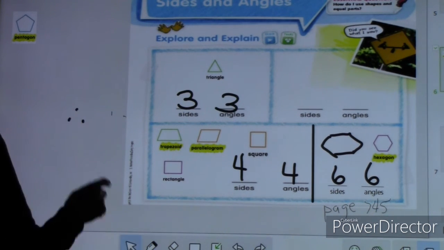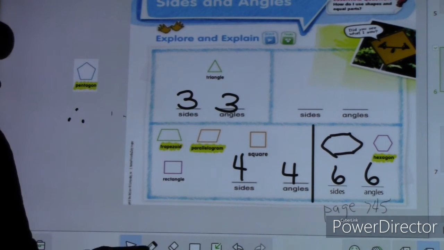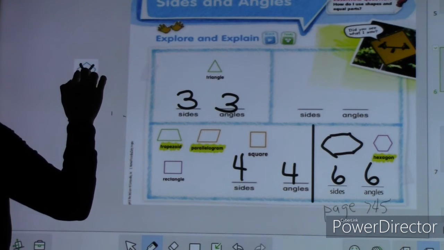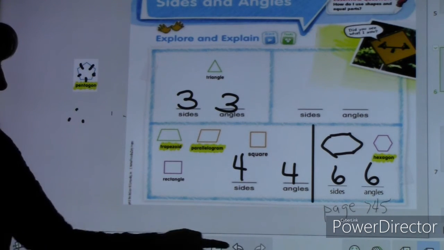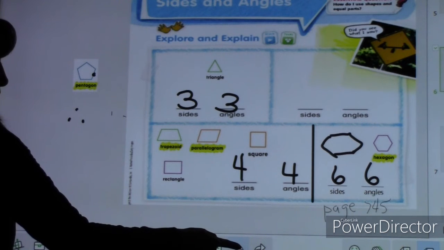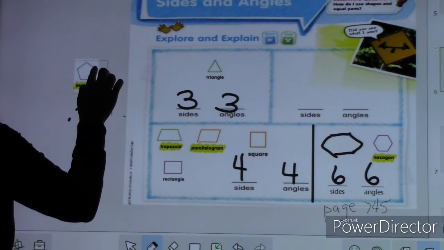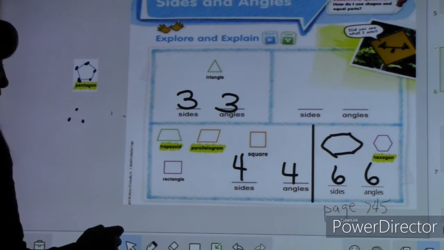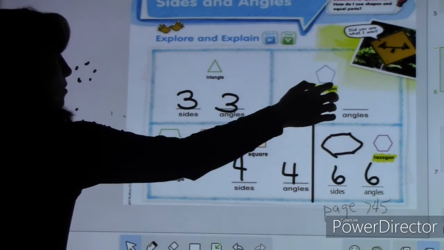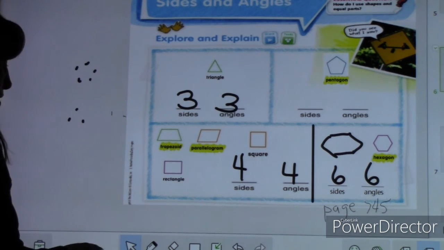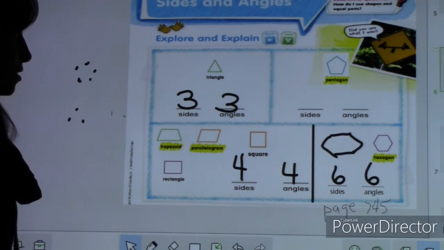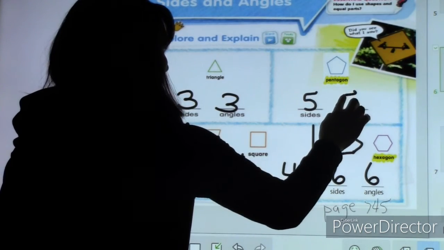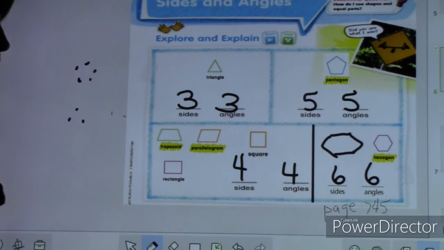Okay, our last shape is a pentagon. We're going to go ahead and count the sides on the pentagon. 1, 2, 3, 4, 5 sides. And I bet you're guessing already that it will probably have 1, 2, 3, 4, 5 angles. So we're going to put that in a new box of its own since we don't have a space yet that has 5 sides and 5 angles. And we're going to label it 5 sides and 5 angles.